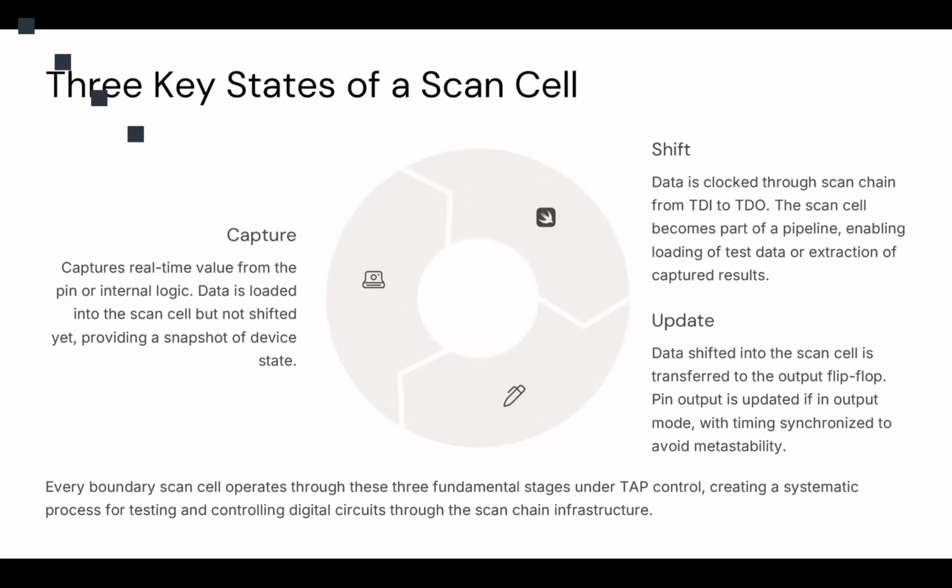Now we have the update state, in which the data shifted into the scan cells is transferred to the output. It has a flip-flop at the output pin, which is updated in the output mode, and from the timing perspective it is synchronized with the clock, so we can avoid any metastability.